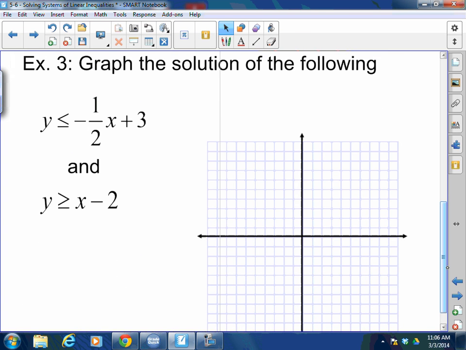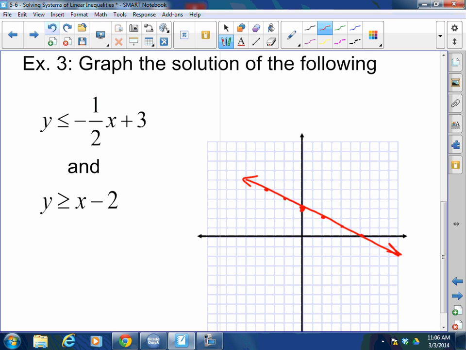All right, next. This one I made easy for you. They're already in y equals form. y is less than negative 1/2 x plus 3. What's the y-intercept here? 3. What's my slope? Negative 1 over 2. So down 1 over 2, and up 1 over 2 going backwards. Dash or solid? Solid. Well, that's an ugly line. Above or below do I shade? Below, because it's less than.